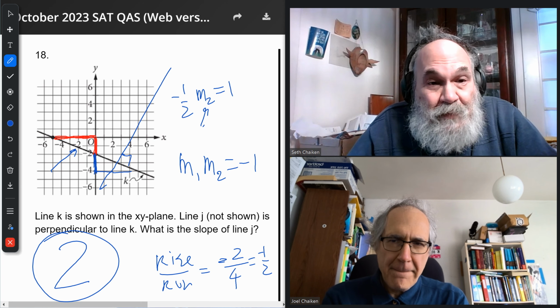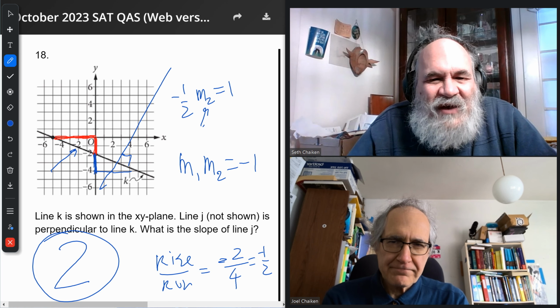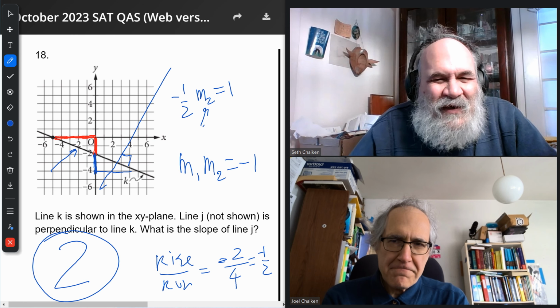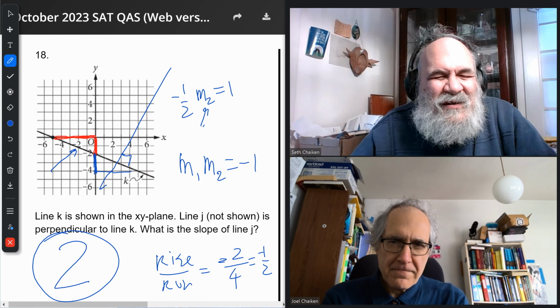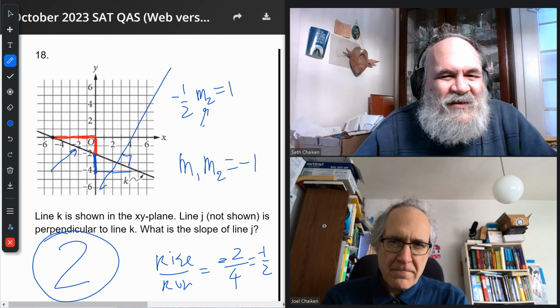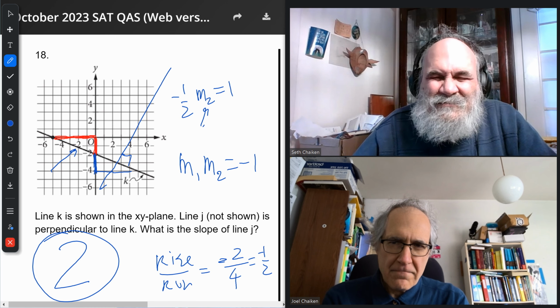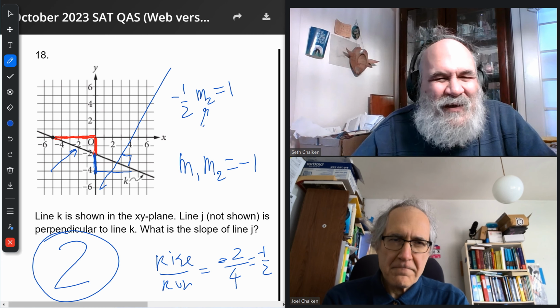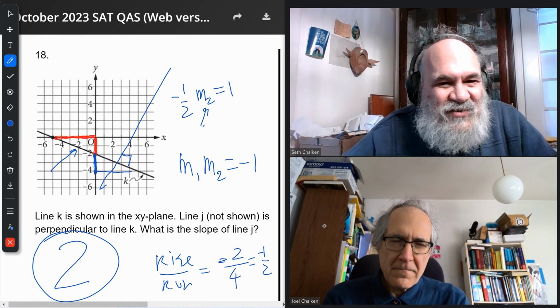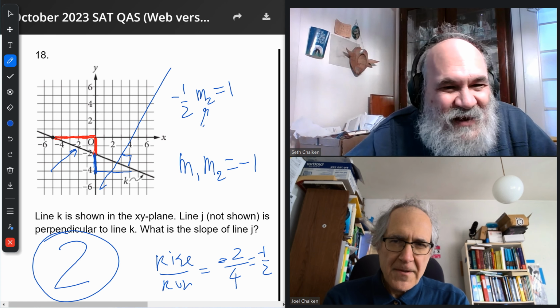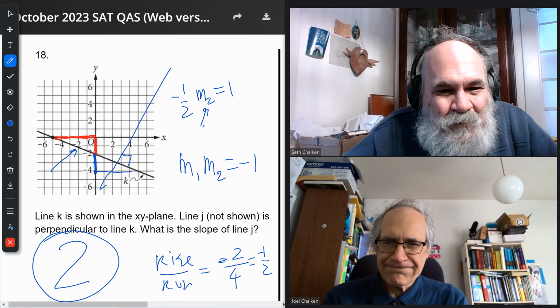I drew in the red triangle because it's so easy to use the axes as part of the triangle. And then, to consider the line that's perpendicular, you just rotate that triangle by 90 degrees. And what happens is the sides get interchanged. So if I turn it by 90 degrees, what I'd get is this triangle.